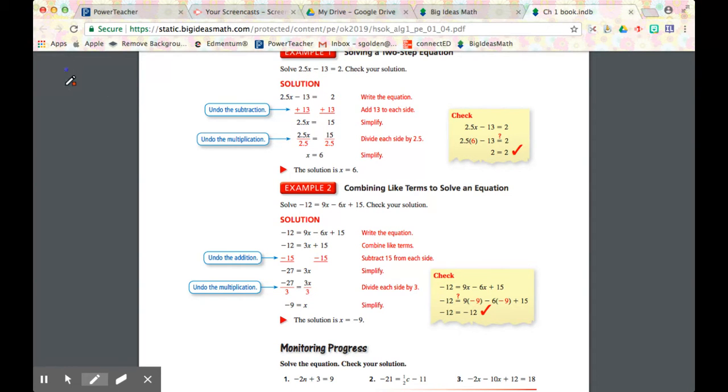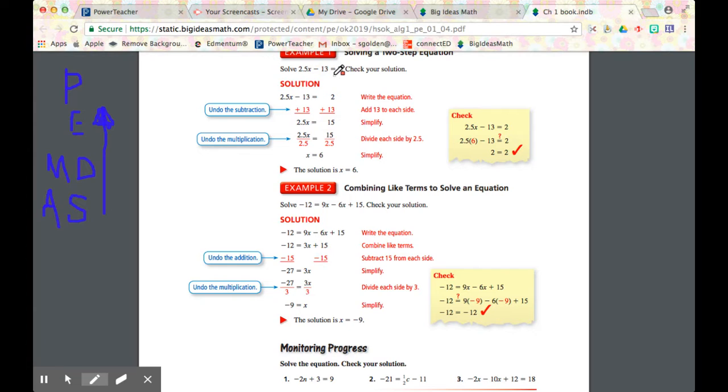Just how when we use PEMDAS, our order of operations, to solve a normal problem, when we're not solving for a variable, we do parentheses, exponents, multiply, divide, add, and subtract. Well, when you are solving equations, just how we do the opposite, like if something's being added, we subtract it, or if it's being multiplied, we divide, you have to do the opposite order. So you're going to get rid of the stuff that's added or subtracted first, then multiplied or divided. It works the opposite direction.